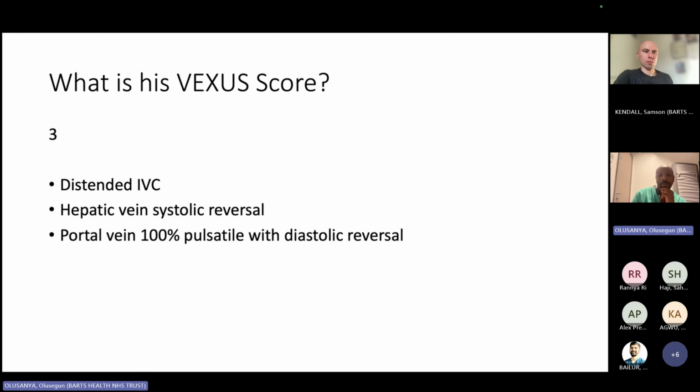Okay, but not all is lost. Here's a paper that showed a correlation between VExUS and right atrial pressure. And here you can see it's actually pretty good. It's linearly associated with your right atrial pressure.